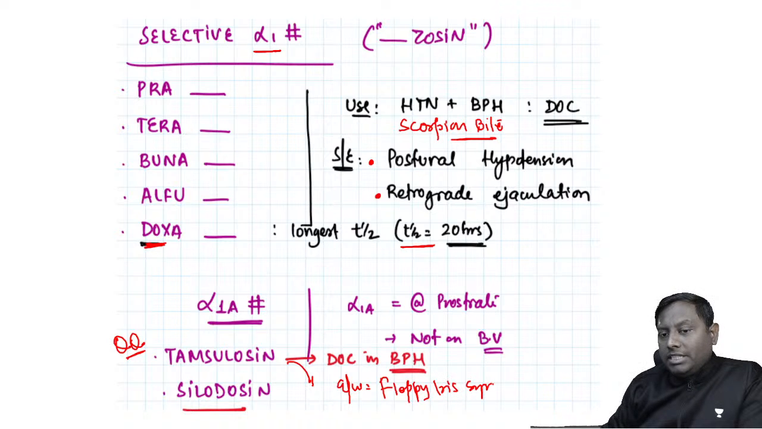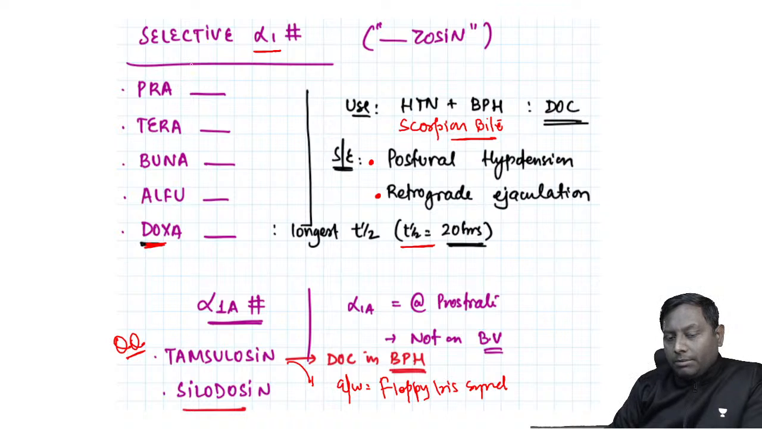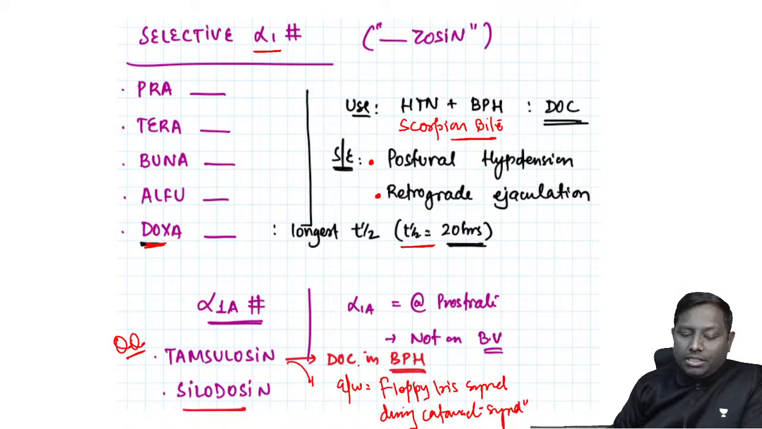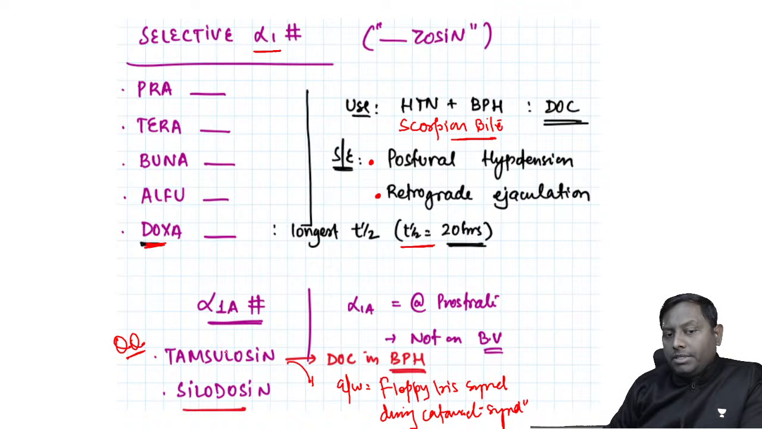This floppy or flaccid iris syndrome can also be seen with any other alpha 1 blocker like prazosin, terazosin. This can be seen mainly during cataract surgery. In our usual classes, I have already explained this a couple of times. What is floppy or flaccid iris syndrome for all of you? So Tamsulosin is something that can be used.